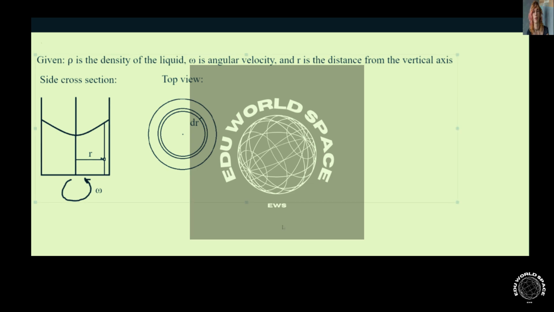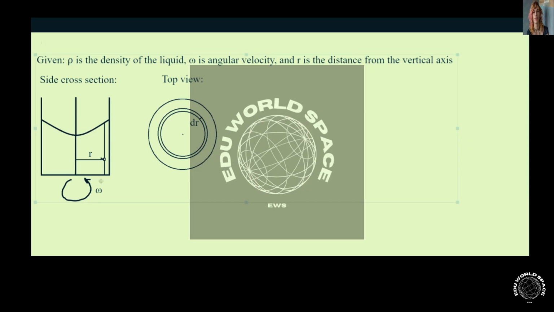Hey guys, so in this problem, we're given that rho is the density of our liquid, omega is the angular velocity, and r is the distance from the vertical axis. The first thing that's always good to do in any physics problem is to draw a couple diagrams. As you can see, I've done that here already, a side cross-section view and a top view. As you can notice, there's this little tiny box here, which represents a tiny part of the water with width dr.